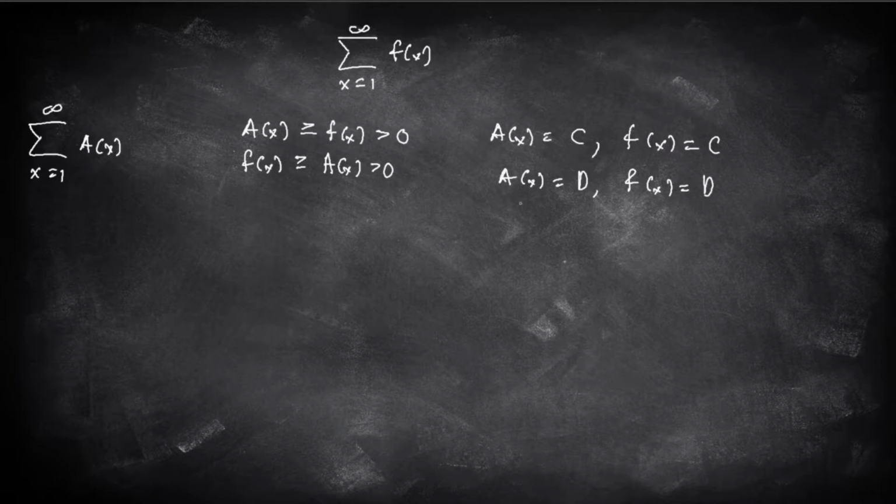Now, if we think about a of x is smaller than f of x, then if a of x diverges, right, if the smaller version diverges, then the bigger version should also diverge, which makes sense here. Well, that's just the comparison test. Now let's try some examples to do this.